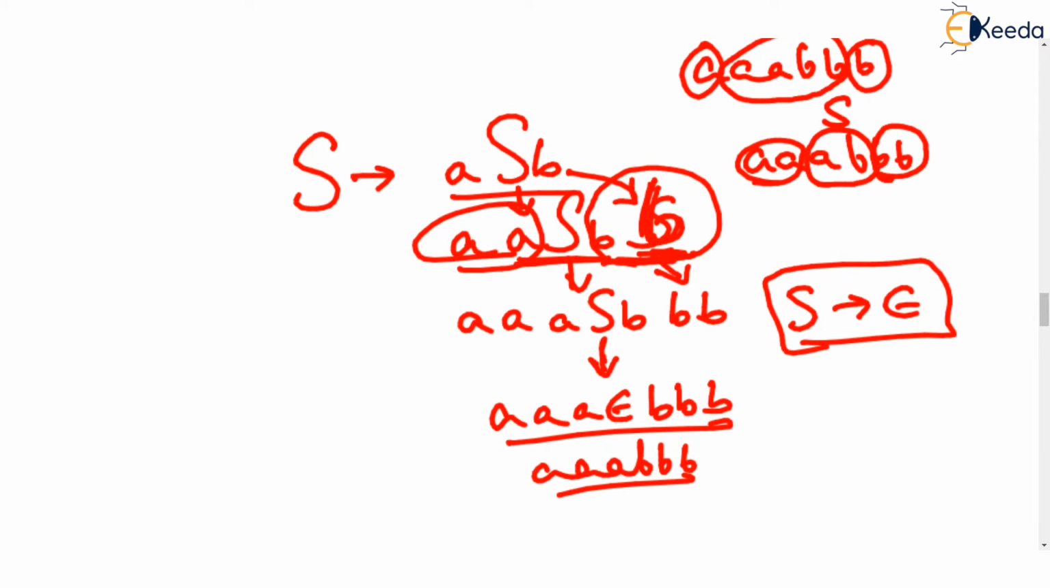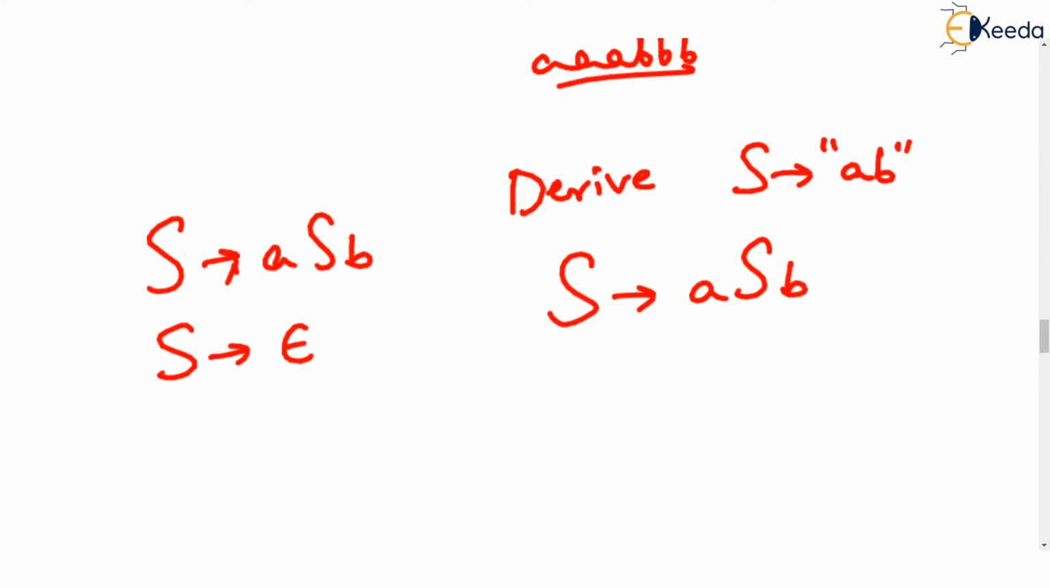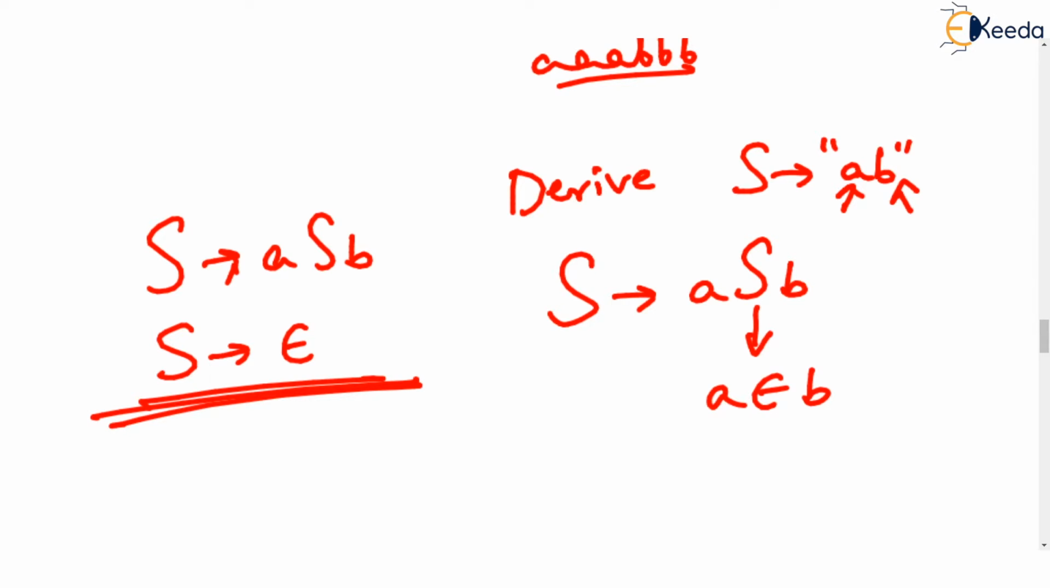Let's try again. Given the grammar S derives ASB, I'm just rewriting it over here. S derives epsilon, and we are asked to derive the string AB. Then what will be the derivation? S derives ASB. So we have got first A and last B, but now nothing is pending. So this S can be replaced with epsilon. This production can now be used. S derives epsilon, which gives AB.